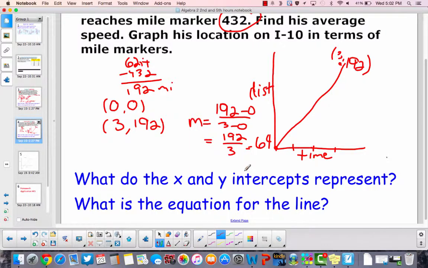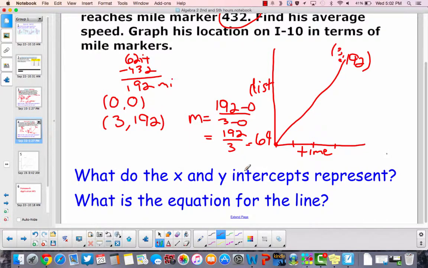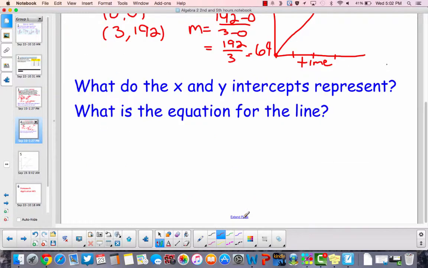What is the equation for the line? Well, what's the y-intercept? 0. And what's the slope? 64. So what's the equation for the line? y equals 64x. You could put the plus 0, but you don't need to.